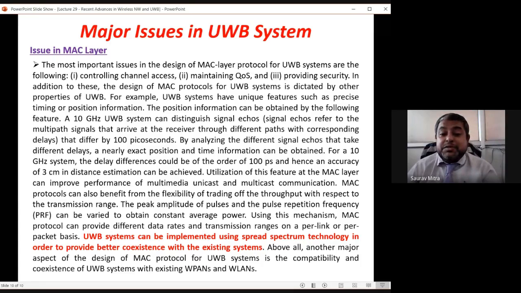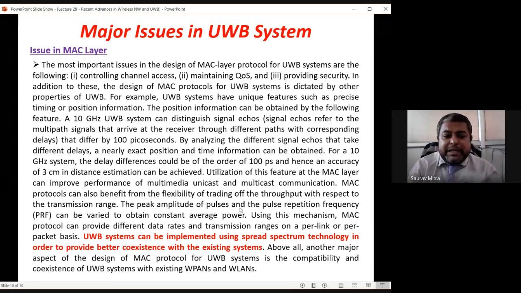If we want higher transmission range, in that case output will be less. If we want higher output, in that case you have to reduce the transmission range. So very important line this one. MAC protocol can also benefit from the flexibility of trading off between the output, that is the throughput, with respect to the transmission range. That means if we want higher output, our transmission range has to be compromised, it has to be reduced. And if we want a higher transmission range, in that case the output will be reduced.